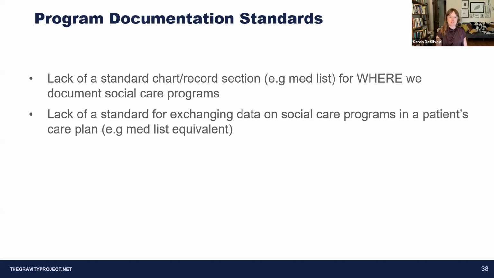We have a lack of a standard chart record section. It doesn't matter whether it's social care or healthcare, there's no standard for where we document social care programs. Again, with the MedList, there is a MedList standard. The MedList is the MedList across all standards, right? I share a MedList. We don't have that for social care programs, even though we know they're so critical, like SNAP, home delivered meals, all of these concepts that keep individuals and families well. We have no standard there.